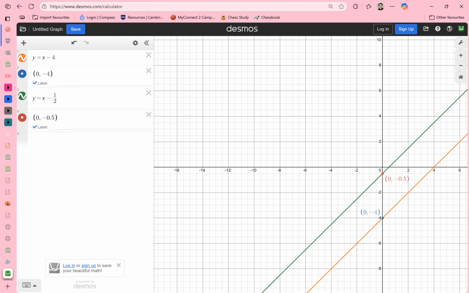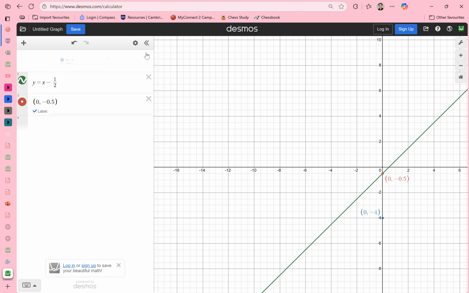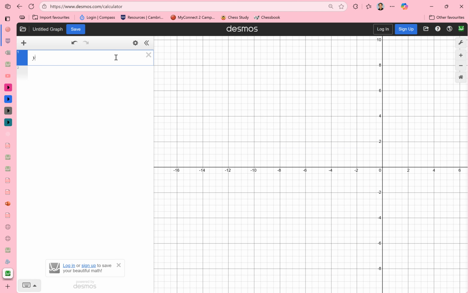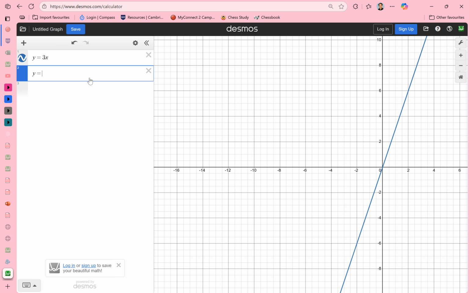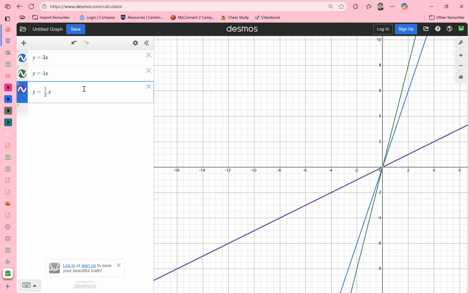So here we go. Let's do a bit of a test. Here we go. So this is y equals, this is x. Now the number I put in front of it is the gradient. So 3 times x, that's a gradient. If I do another one, y equals 4x. 4 is the gradient. Okay, so that's the green line. Let's say I do y equals to half x.